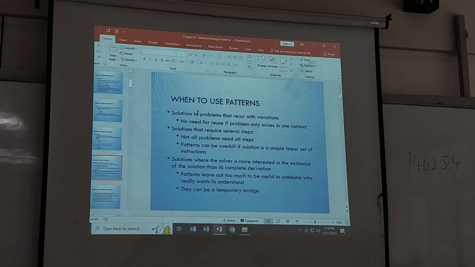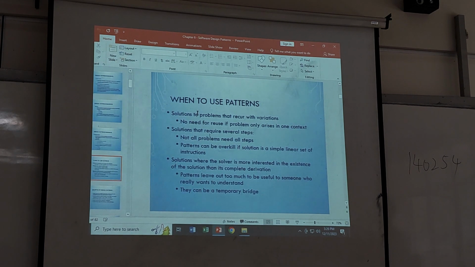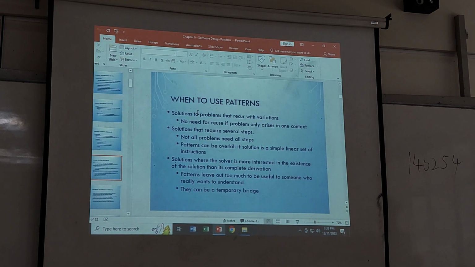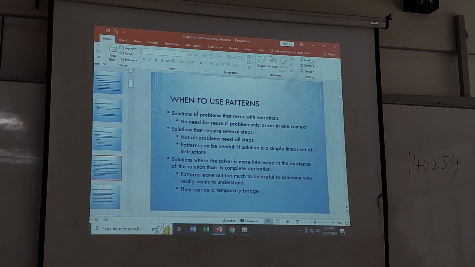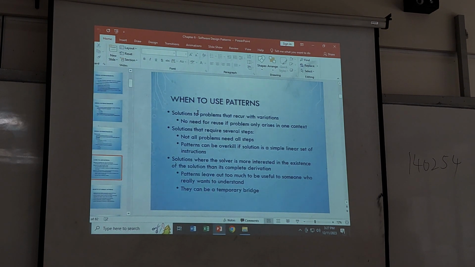The solution requires some steps, but not all problems require every single step. On the previous project, therefore, you can use the pattern. However, as I said just now, you will not every time must use a pattern. If you apply too many patterns, your system becomes very complex and difficult to maintain sometimes, unless you are very good at designing.